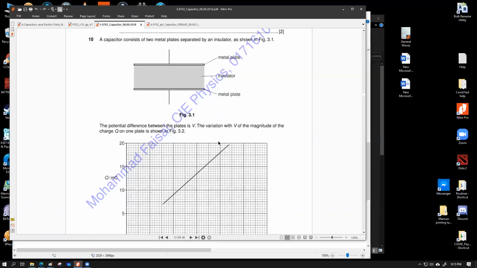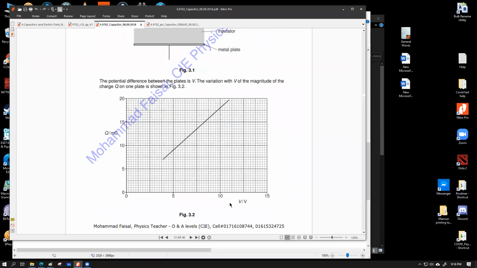Okay. The potential difference across the plates is V. The variation with V of the magnitude of the charge Q on one plate is shown in figure 3.1. You see, now they have specified this charge Q is the charge on one plate, because the total charge on the two plates will always be 0. There is no point in plotting that. So they have plotted this thing. Charge over here is given in millicoulomb, voltage is given in volts, so we get this straight line. Works for me. You might wonder, sir, why didn't they start the graph at 0? I don't know. They have given this much graph.